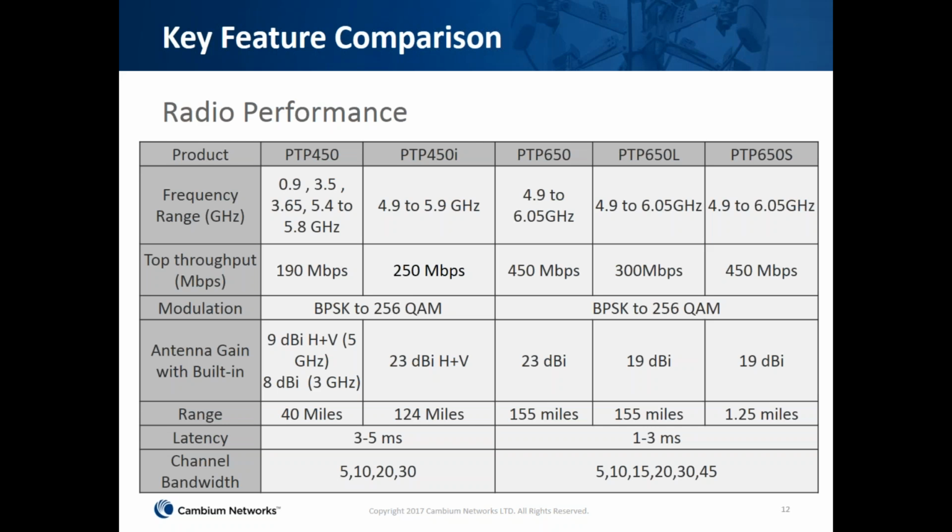And then as you see, the range varies a bit as you go up. All of these have pretty good range performance, with the 650 being proven out to 155 miles, 253 kilometers, with an actual live link. You can hear more about that longest link on our website and forum, where we connected Pikes Peak out to Cheyenne, Wyoming. So also an interesting use case there.